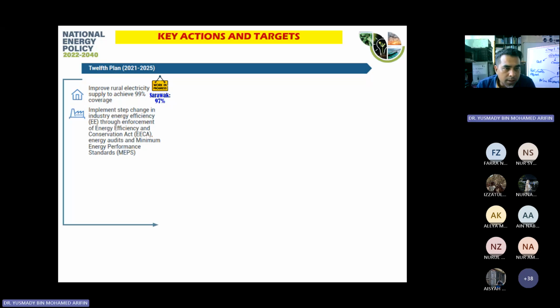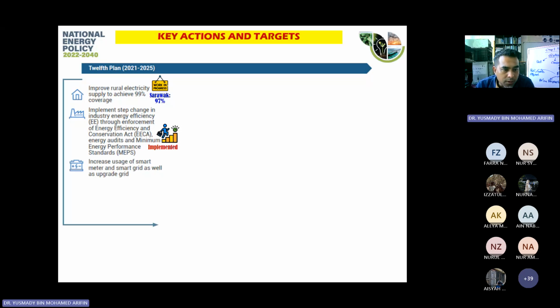Okay. The second plan implements a step change in industry energy efficiency, EE, through enforcement of the Energy Efficiency and Conservation Act EECA, energy audits, and also the Minimum Energy Performance Standard MEPS. The details for every act we will probably discuss at the end of this chapter. In terms of implementation, all these acts are in progress. The government has already implemented the acts in order to increase the efficiency of energy usage in our country.